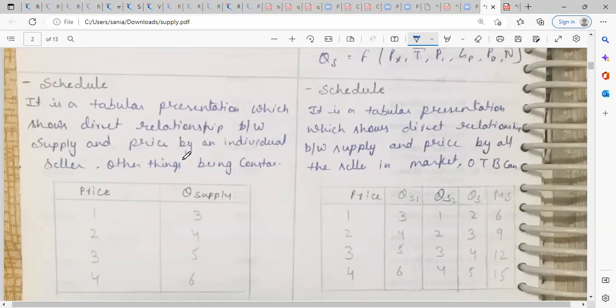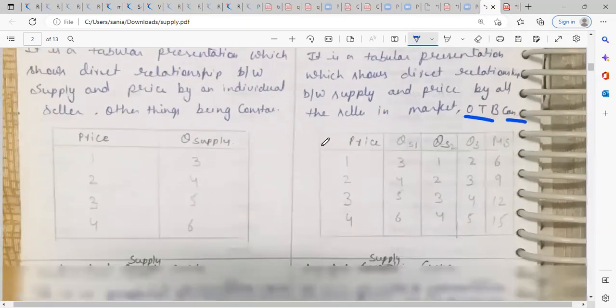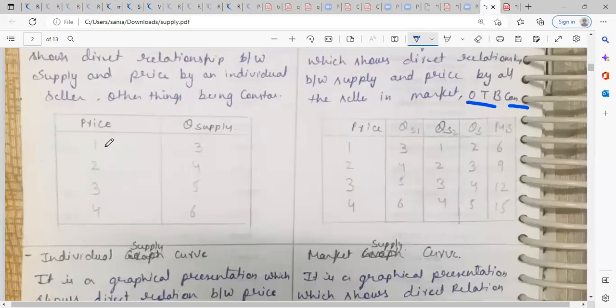It is a tabular presentation which shows the direct relationship between supply and price by an individual seller. Here again, it is a tabular presentation which shows direct relationship between supply and price by all the sellers in the market. OTB is other thing being constant. Clear? So you will draw a schedule like this. Price is increasing 1, 2, 3, 4. Quantity supplied is increasing 3, 4, 5, 6. So if price is increasing, along with this quantity supplied is also increasing.